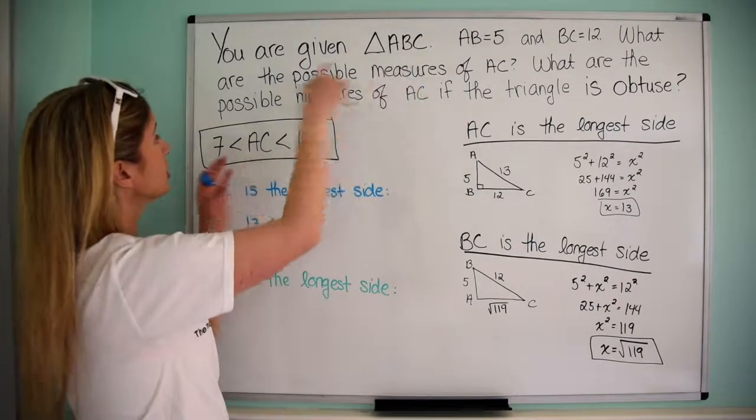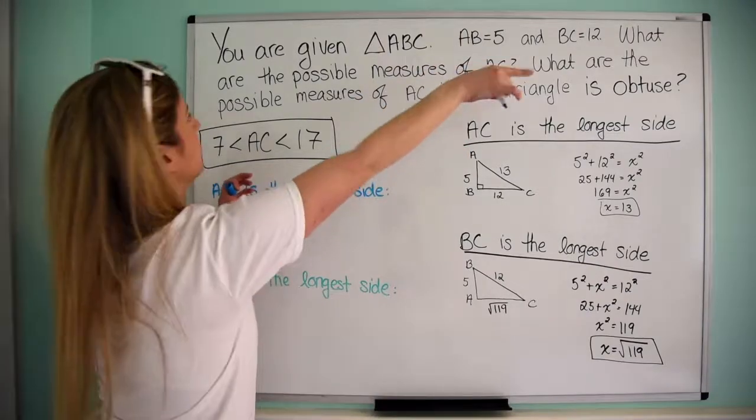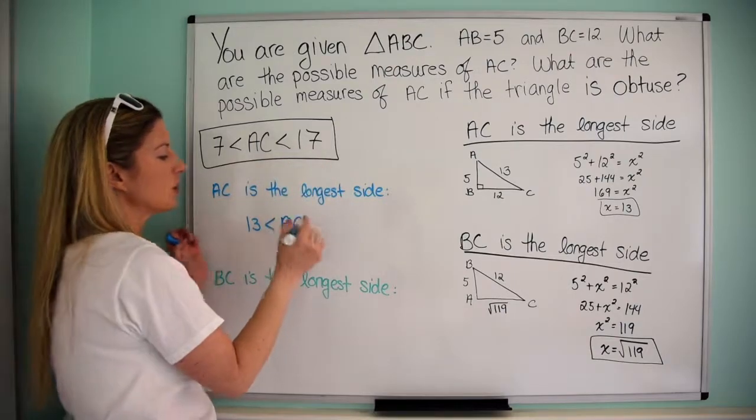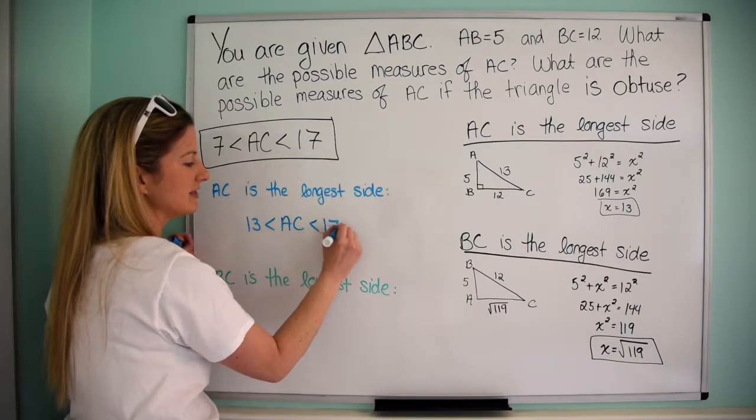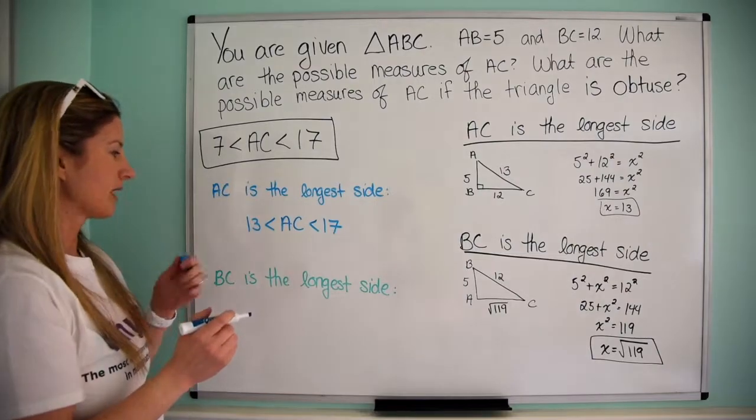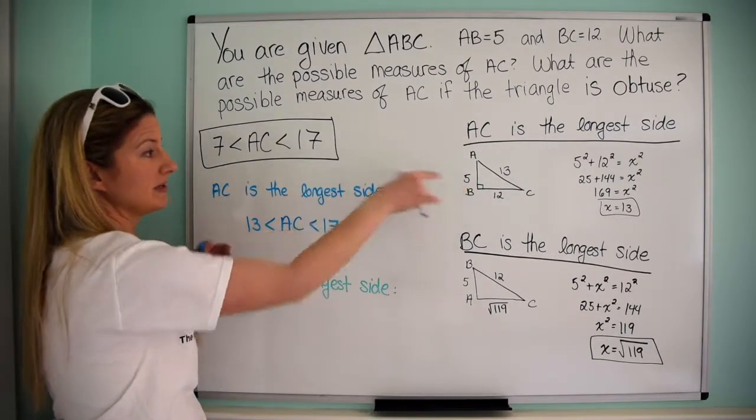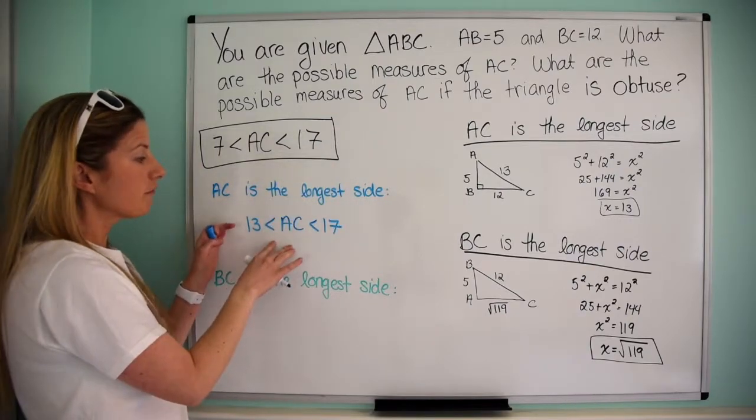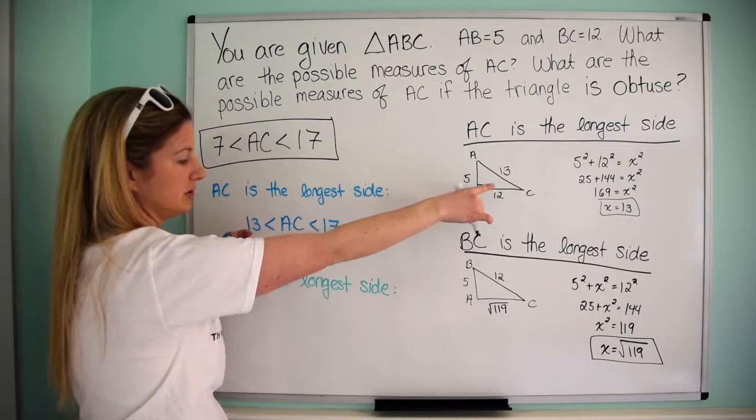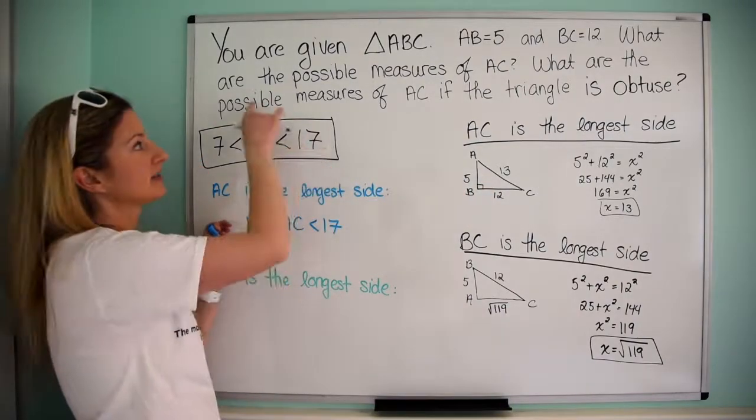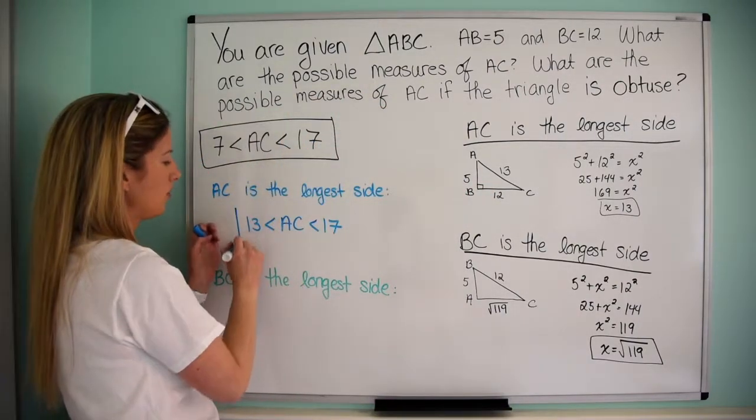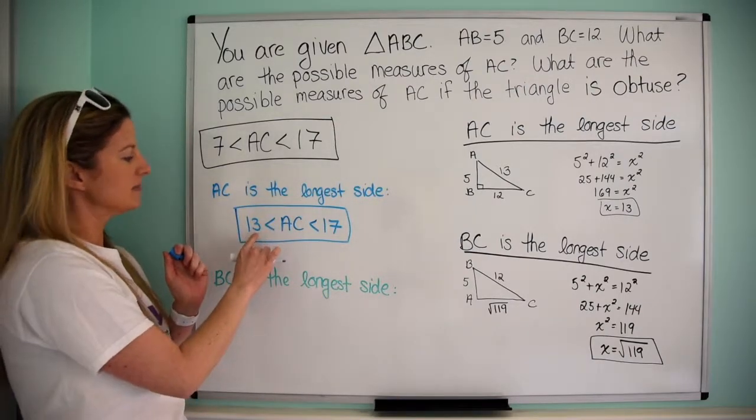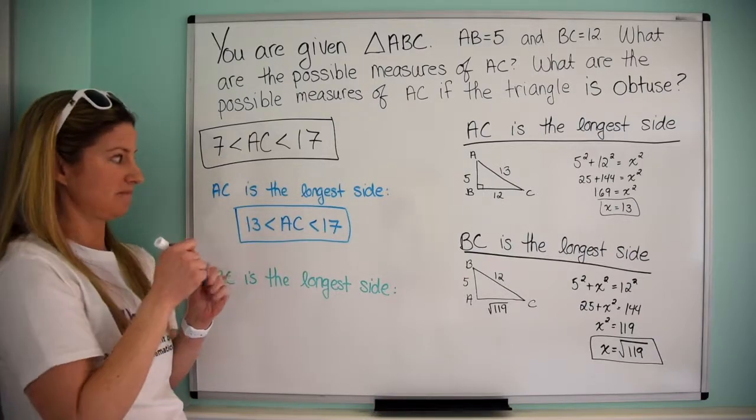Now we come back up here. We remember originally what the possible measures of AC were, and that was it had to be greater than 7 but less than 17. So AC must be less than 17, because that's the greatest measure it can have. Since it has to be greater than 13 if it's obtuse, it's got to be less than 17 because that was our initial restriction. So we know that if it's obtuse and AC is the longest side, then AC must be between 13 and 17.